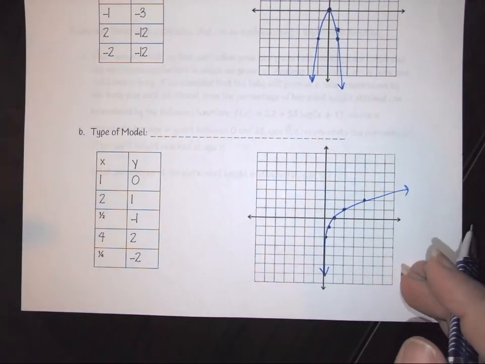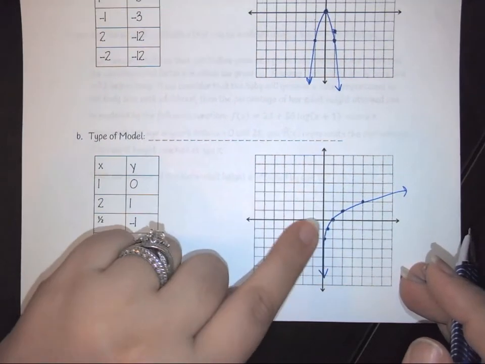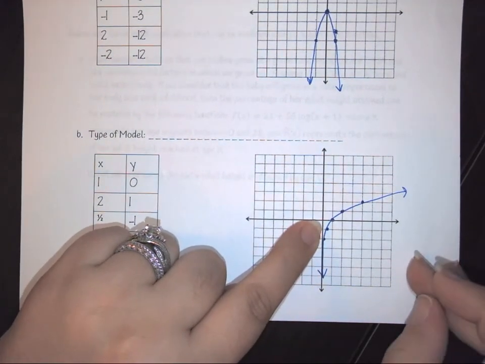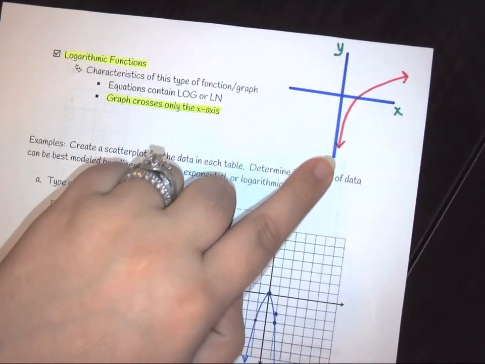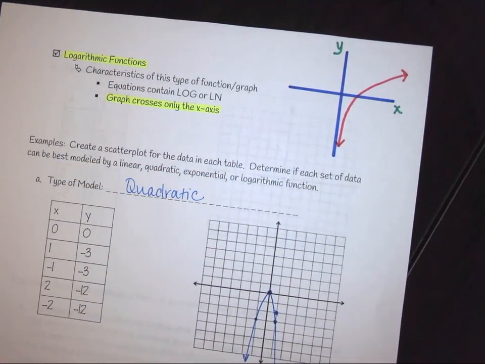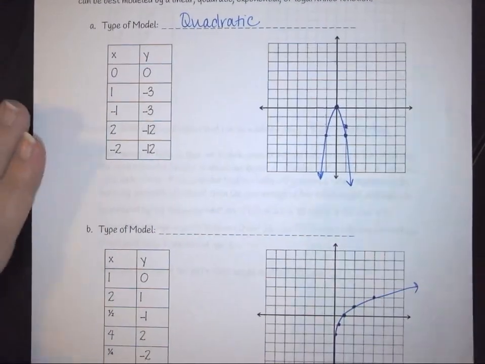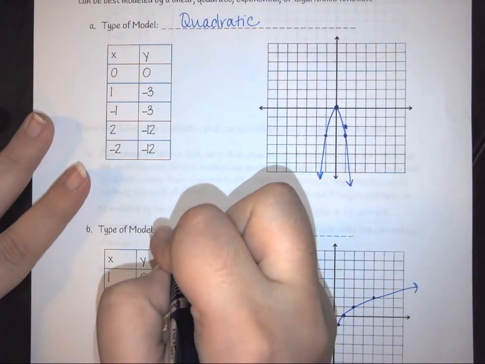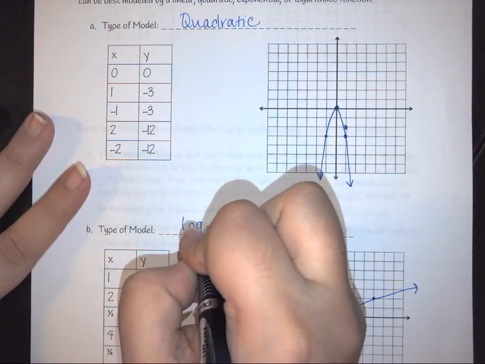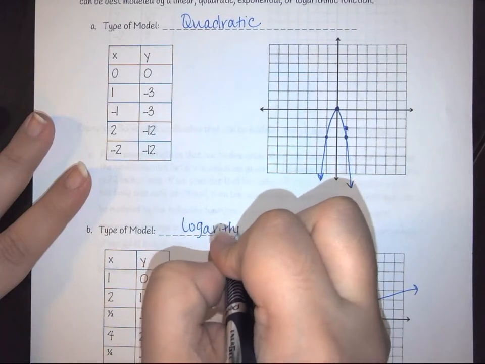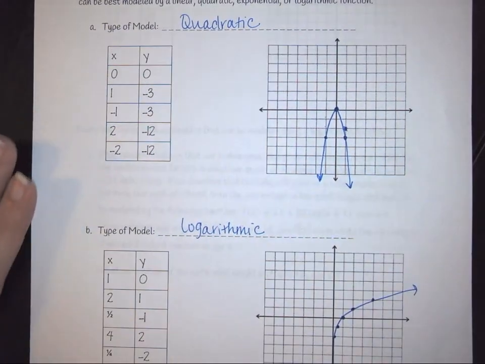If you look, this graph here is crossing through my x-axis, and so based on this example up here, we would call that logarithmic. Okay, so here, this one is a logarithmic function or a logarithmic graph.